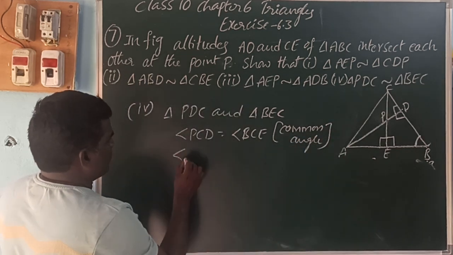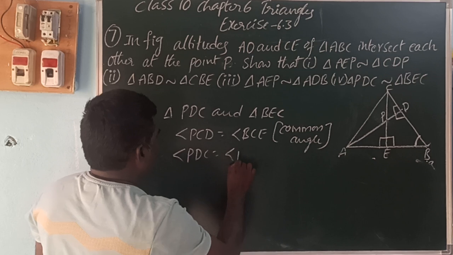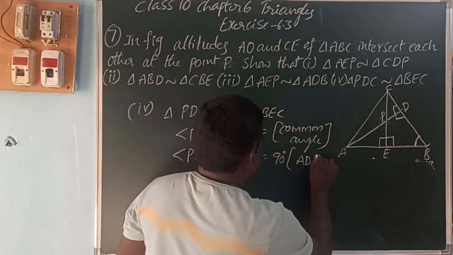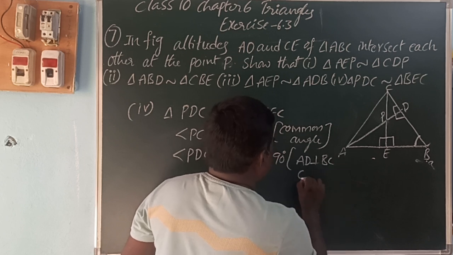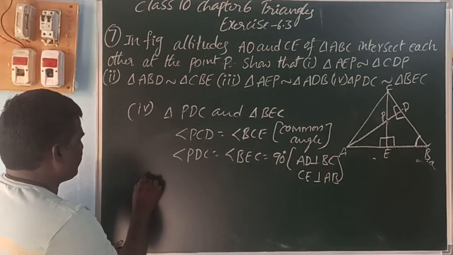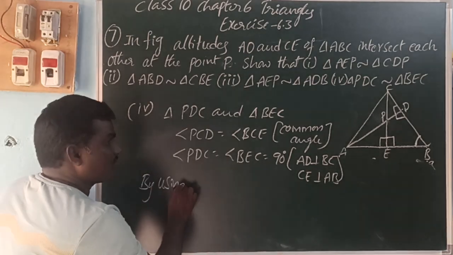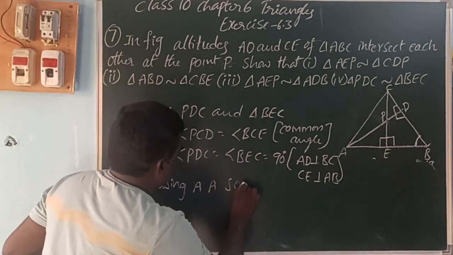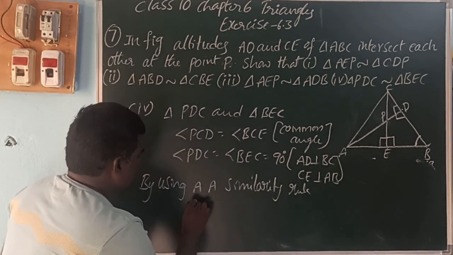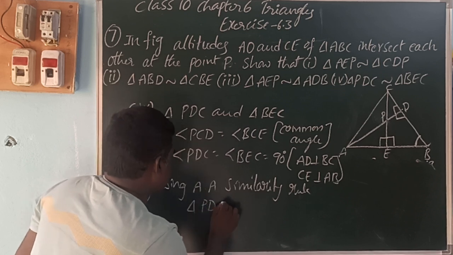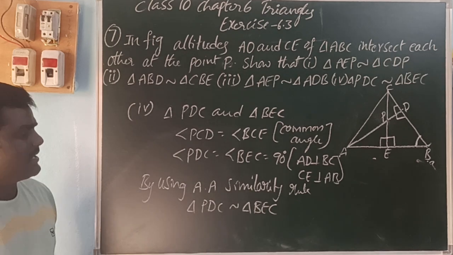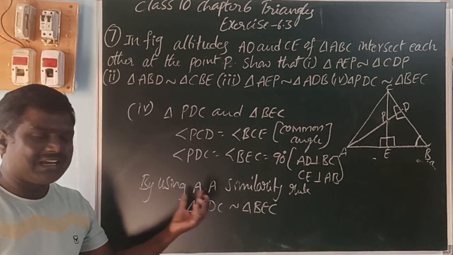Next, angle PDC is equal to angle BEC, which is equal to 90 degrees. AD is perpendicular to BC, and CE is perpendicular to AB. These two are altitudes. So therefore, by using the angle similarity rule, triangle PDC is similar with triangle BEC. Hence proved. How did we prove it? By using the angle similarity rule.